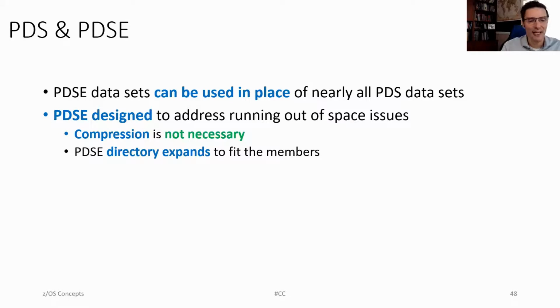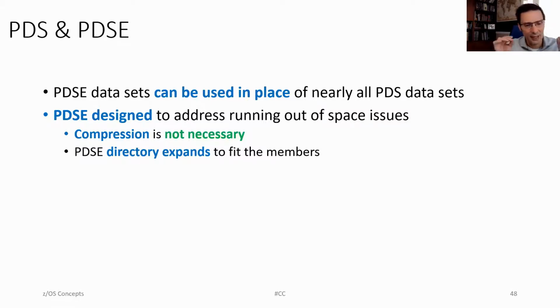So for example, if I pre-allocate reserve space for X space, and it turns out that I thought I was only going to put 10 things inside of this, but I'm going to put 100 things inside of it instead. Well, you might in a regular PDS run out of room. In the PDSE, the directory can expand to fit all of the members. So you can accommodate having a lot more members, and you don't have to worry about the compression issues.